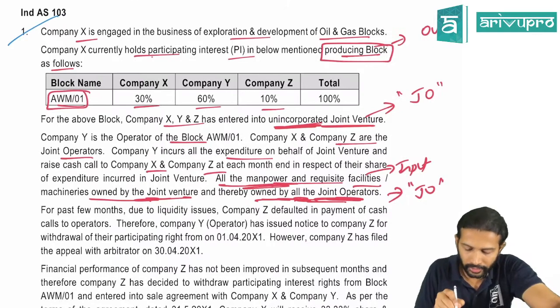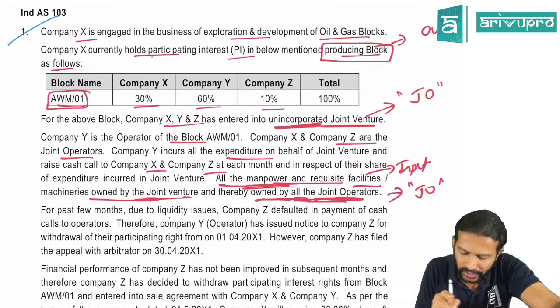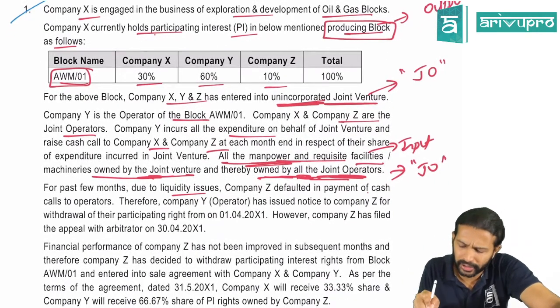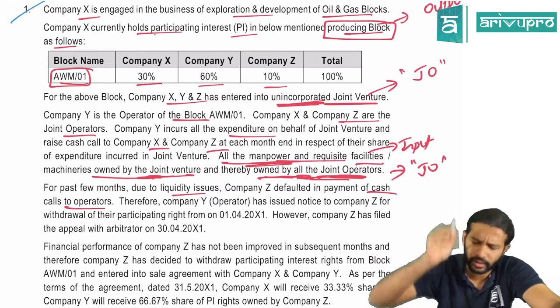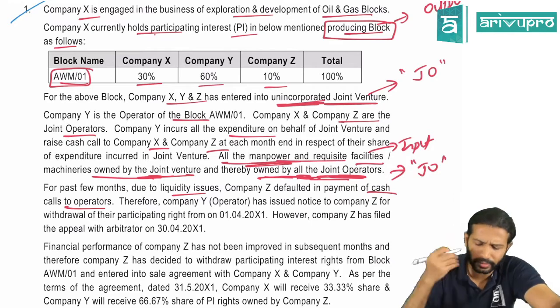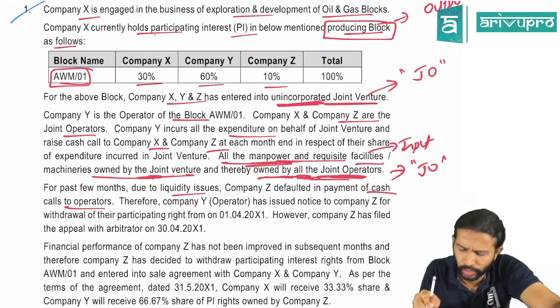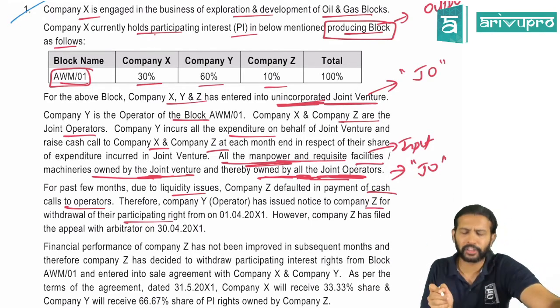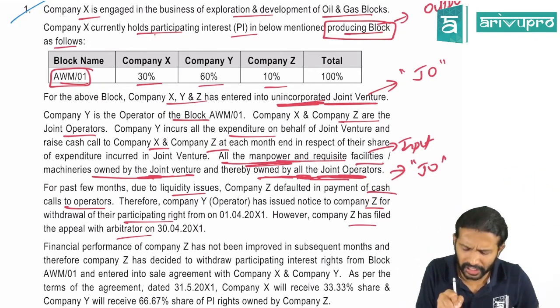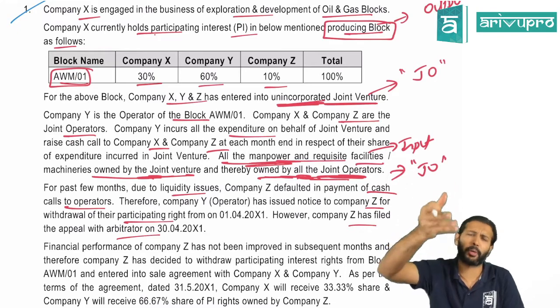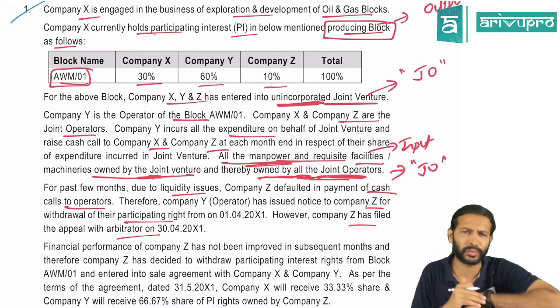Alright, fair enough. For the past few months, due to liquidity issues, company Z defaulted in the payment of cash calls to the operator. Z has not given his share of money to company Y. Alright, he has not paid. Therefore, company Y has issued a notice to Z for withdrawal of participating interest. So Y is saying, I'll take off your interest. Z has filed an appeal with the arbitrator. So he went to the arbitrator and said, hey boss, this is what is happening. Kindly help me out.